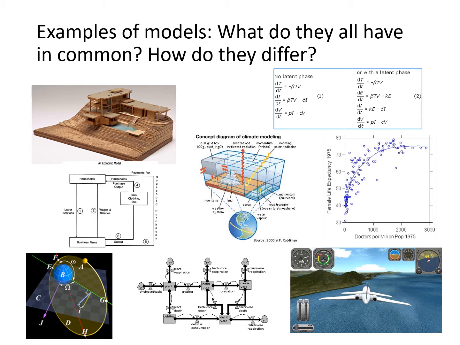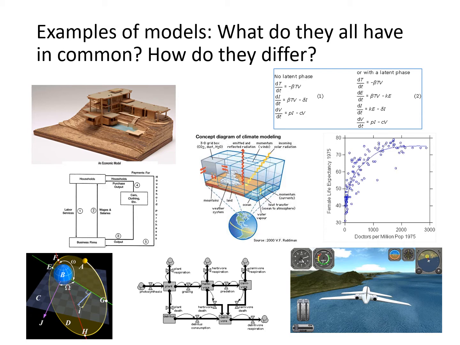So for instance, in the upper left-hand corner, we have an example of a model that's a physical model. It's a scale model of a home. Beneath that, we have a conceptual model of the relationships between businesses and households and how they exchange dollars and goods. At the bottom left, we have a mathematical model that describes the relationship between an object A rotating around another object B.